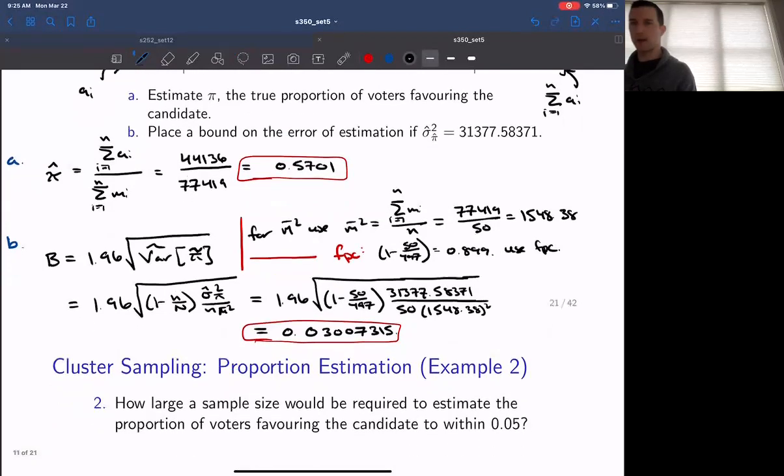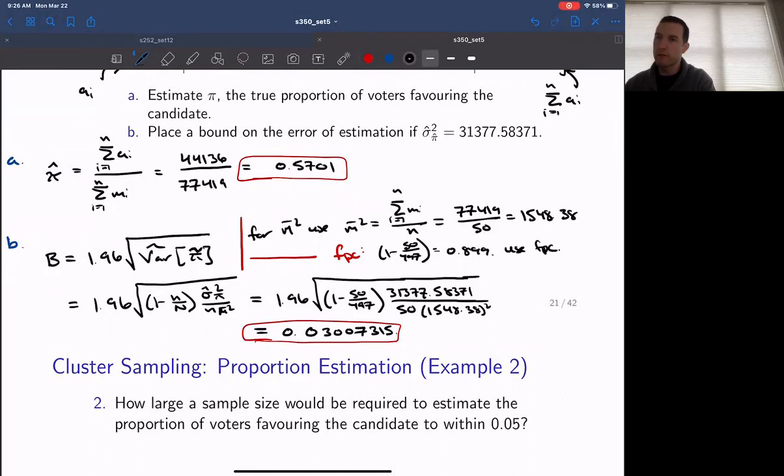Okay. Any questions? Any other questions? Okay, so again, just to recap, what we've basically done so far is the sample size calculation for the total when we don't have capital M, where capital M is the total number of elements in the population, and we've now done an example of how to estimate a population proportion using cluster sampling and bound that estimate.